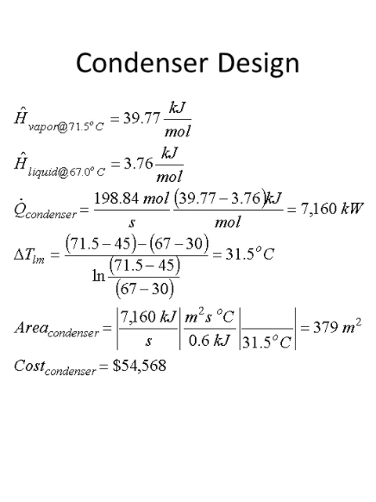We can use the log mean temperature difference given by the formula in the original handout, and that would calculate to be 31.5 degrees Celsius. Knowing that the heat transfer coefficient for this condenser is 0.6 kilojoules per second meter squared Celsius, and the heat duty and the temperature difference, we can calculate that the total area required by the condenser is around 379 meters squared, and the cost formula for the condenser comes out to be $54,568.